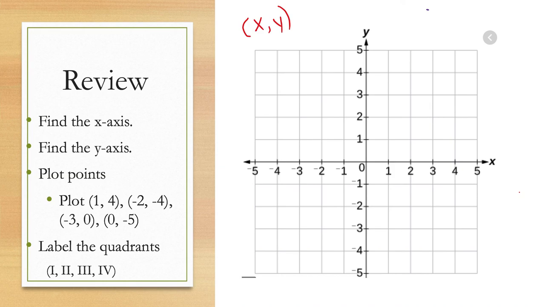Our next point is the point (-3, 0). Again, starting at the origin, the x value is -3, so we'll move 3 places to the left. And the y value is 0, which means that we don't move up or down at all, and we're going to stay right here and place our point. So this is the point (-3, 0).